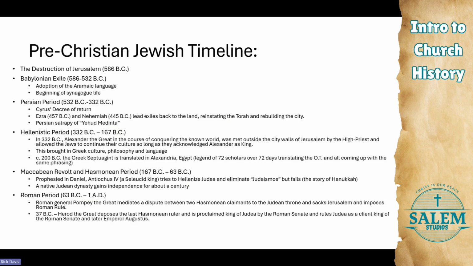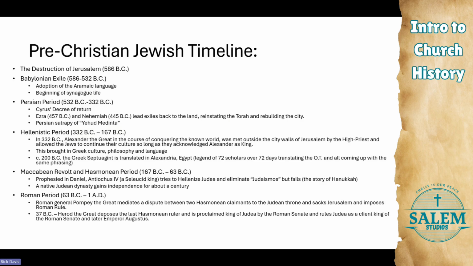But there was a Seleucid king by the name of Antiochus IV. So he was a Greek king ruling over Syria and Asia Minor, and subsequently Judea. He tried to Hellenize Judea, and he wanted to eliminate Judaism, but he fails to do so. And this is the story of Hanukkah, and is captured in the apocryphal works of the Maccabees, which is part of the Old Testament Apocrypha and the Septuagint.